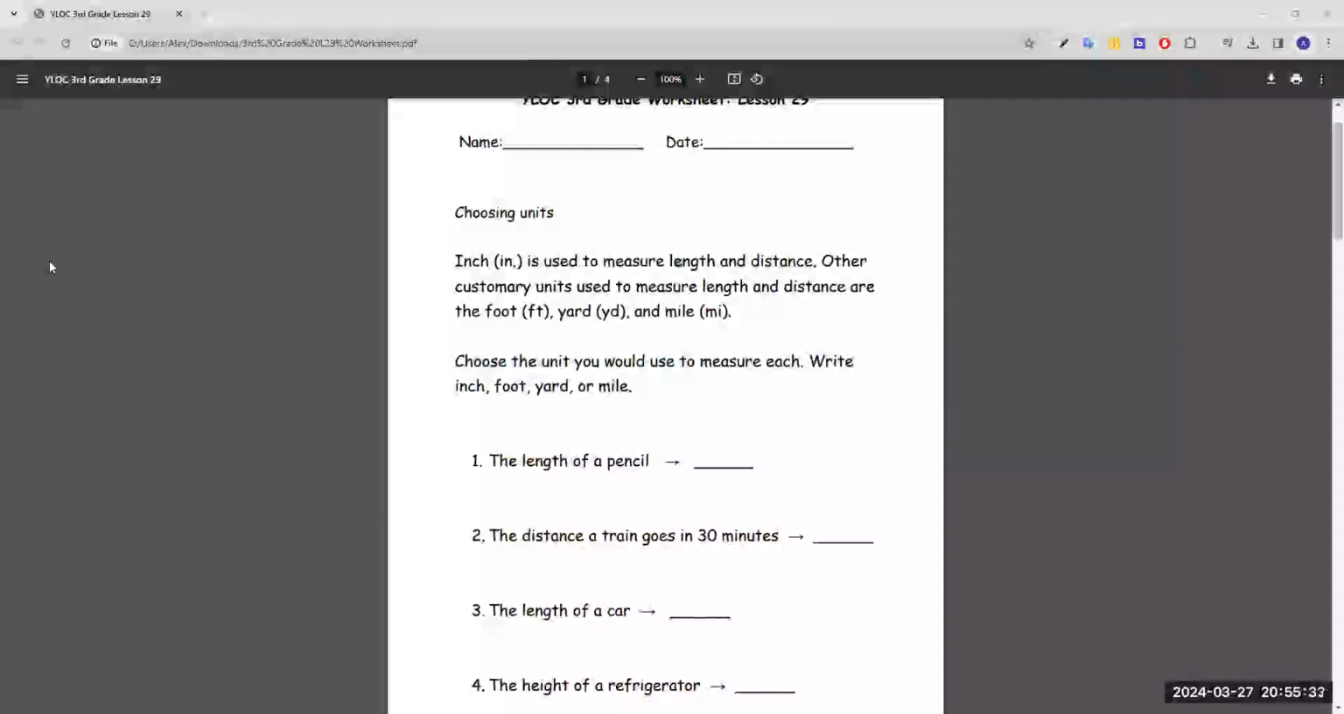So we know that pencils are typically small objects, and for small objects, inches would be the best measurement for them. So number one would be inch. Number two, the distance a train goes in 30 minutes. And unlike the length of a pencil, trains cover large distances, and for large distances, we would use mile.